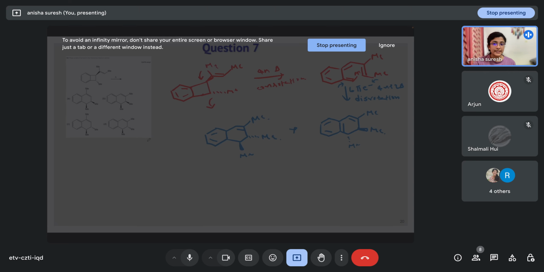So which is the right answer? From the given options, option D will be the right answer. Is it clear how we are doing the rotation? Yes, ma'am. That's good. Okay.